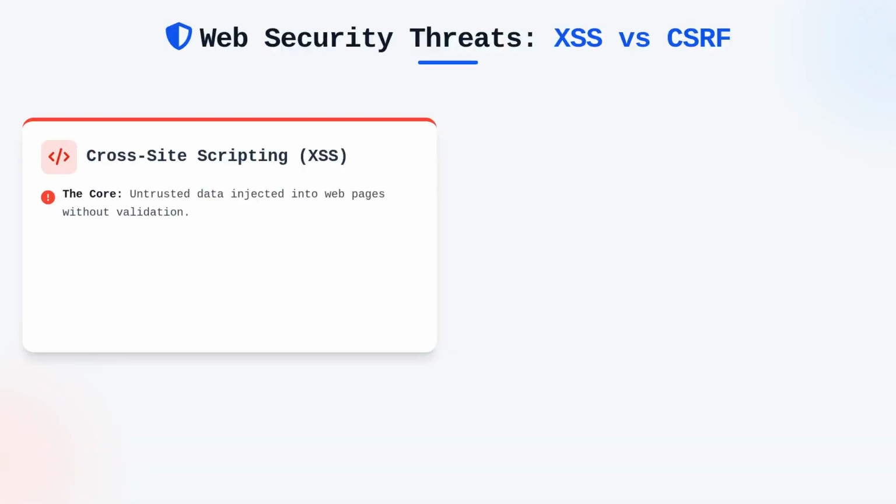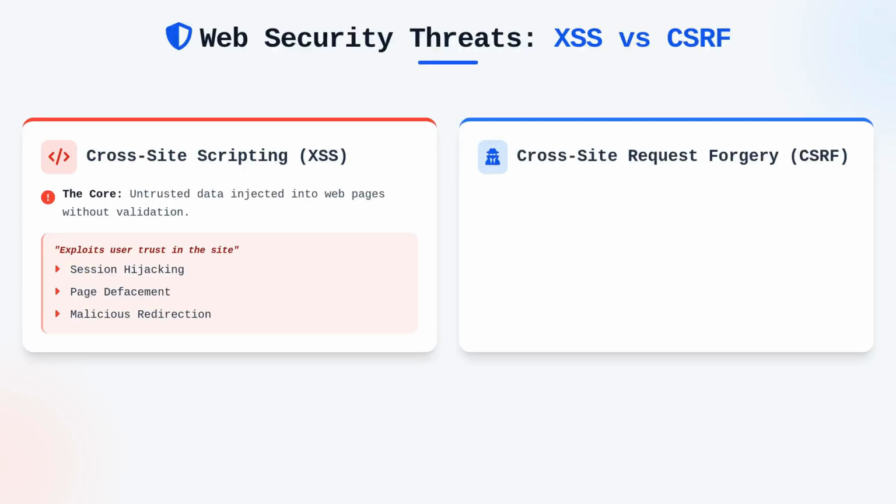Cross-site scripting, commonly known as XSS, occurs when an application includes untrusted data in a web page without proper validation or encoding. This allows an attacker to execute malicious scripts in the victim's browser, which can lead to session hijacking, defacement, or the redirection of users to malicious sites. While XSS exploits the trust a user has for a particular site, cross-site request forgery, or CSRF, exploits the trust a site has for the user's browser.